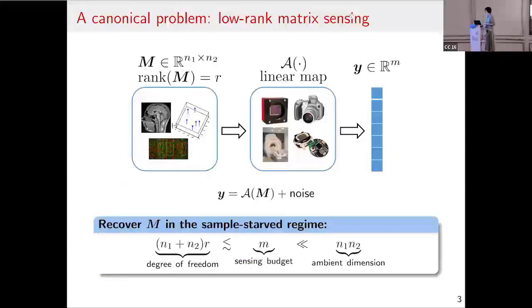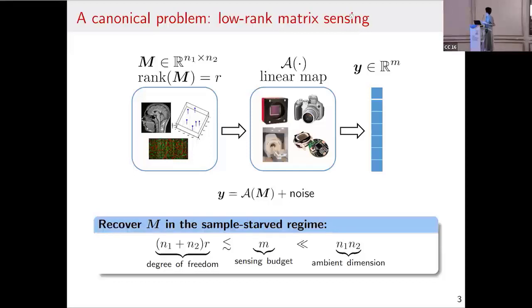In this talk, we'll be thinking about a canonical problem that I call low-rank matrix sensing to start our discussion. Imagine you have some big data matrix M of size, say, N1 by N2, but fortunately, the rank of this matrix is small, say rank is r. Instead of directly observing this matrix, you'll be taking some sort of linear measurements of this matrix modeled by some linear map A, resulting in a collection of measurements y that has dimension m.